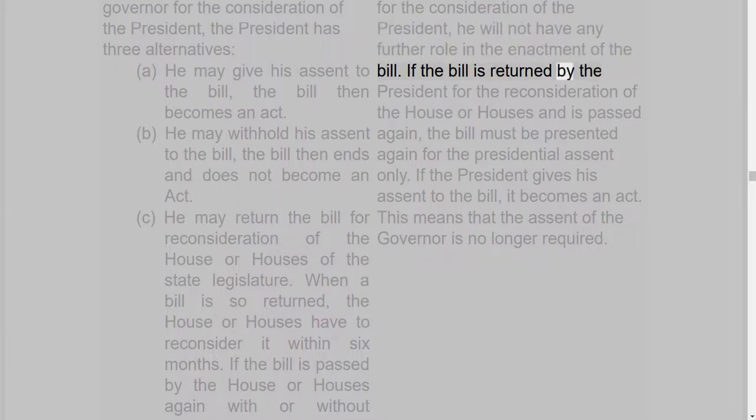If the bill is returned by the President for the reconsideration of the House or Houses and is passed again, the bill must be presented again for the presidential assent only. If the President gives his assent to the bill, it becomes an act. This means that the assent of the Governor is no longer required.